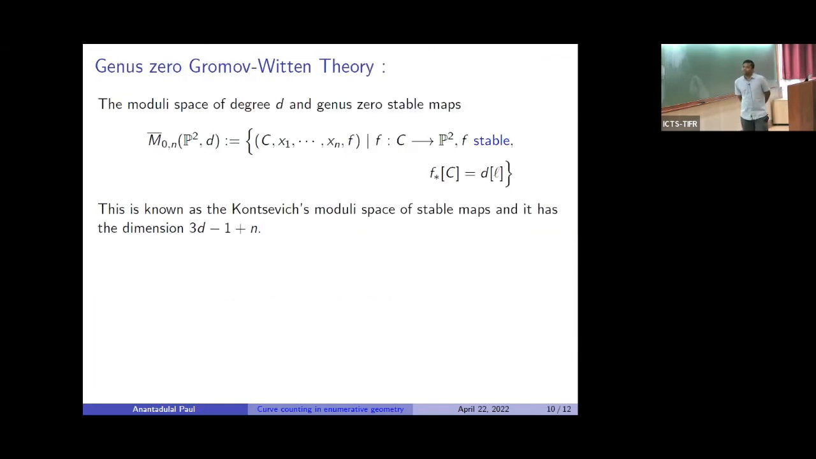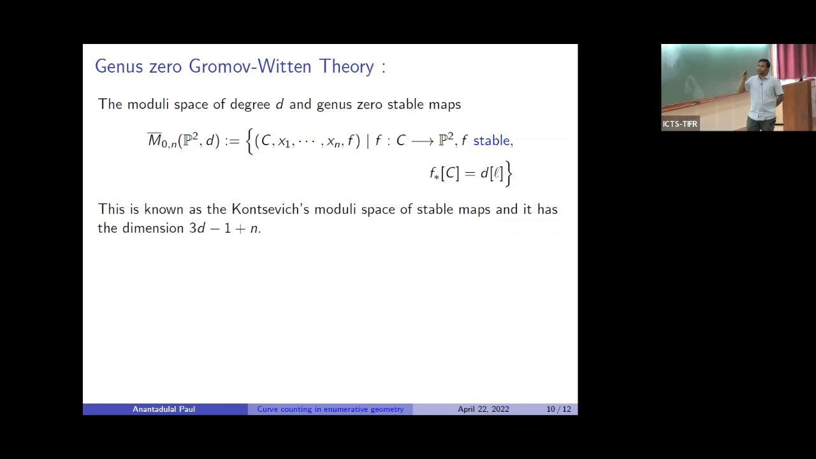Okay, so let me move on to another setup. In the earlier setup, the parameter space on which we were parameterizing our degree d curves was projective space, but of large dimension. But in this setting, we are considering the moduli space M bar 0,n of P2,d. This is known as the Kontsevich moduli space of stable maps. So these are actually parameterizing this data.